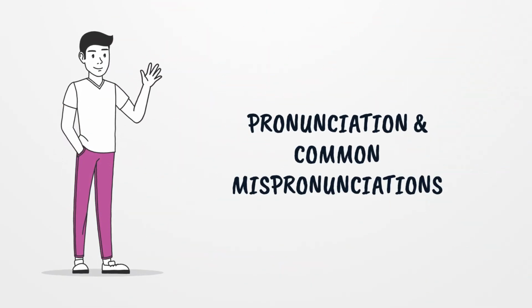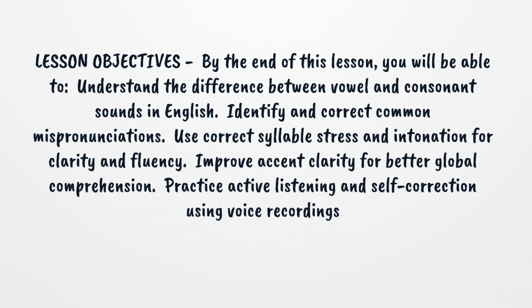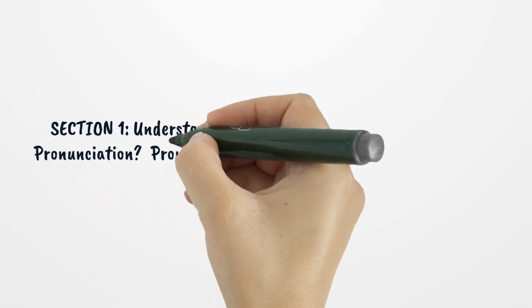Pronunciation and Common Mispronunciations. Lesson Objectives. By the end of this lesson, you will be able to understand the difference between vowel and consonant sounds in English, identify and correct common mispronunciations, use correct syllable stress and intonation for clarity and fluency, improve accent clarity for better global comprehension, and practice active listening and self-correction using voice recordings.